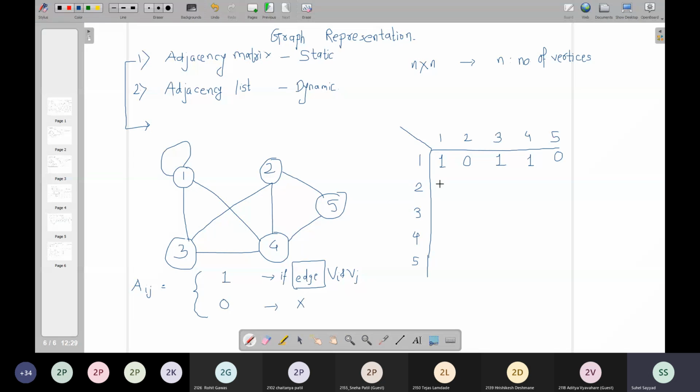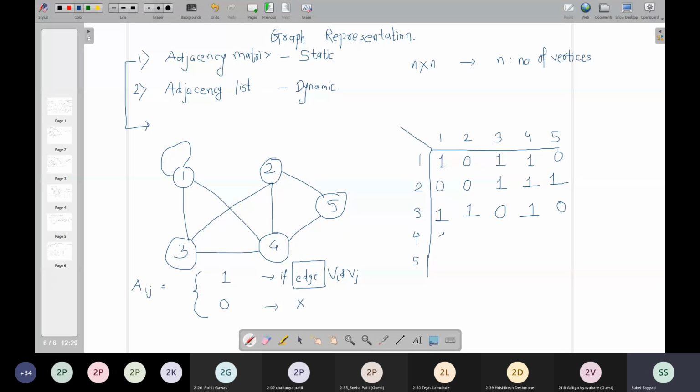Okay. Next, 2 1 will again be 0. 2 2 we don't have, so it will be 0. 2 3, yes, there is an edge. 2 4 there is an edge. 2 5 there is an edge. 3 1 there is an edge. 3 2 there is an edge. 3 3 there is no edge. 3 4 there is an edge. 3 5 there is no edge.